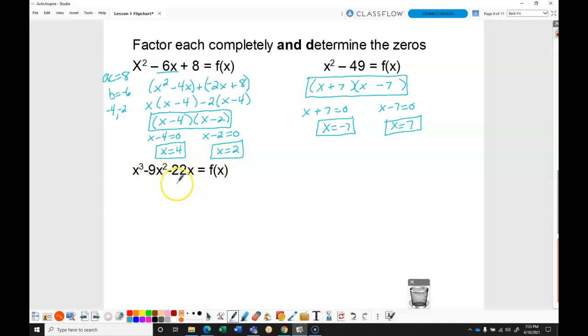Now I'm going to factor this third one here. What I notice first is that it does have a common factor in it. Each one of these terms has an x, so I'm going to go ahead and factor that out. And it leaves me with x squared minus 9x minus 11. So what I need to do is come up with two numbers that multiply to negative 11.